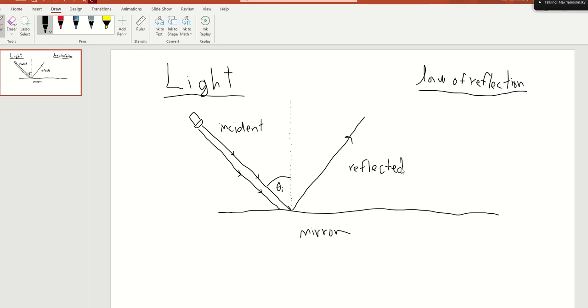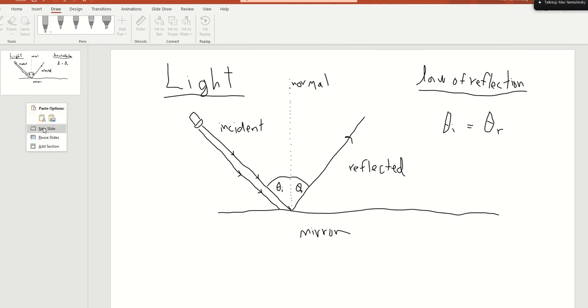So what does that mean? That means if you measure this angle from the normal to the light ray, theta reflected, theta I is going to be equal. So this is theta I is equal to theta R. And what we do in part one of this week's lab is we'll measure these two angles and see if this is true, okay? Remember, this is called the normal line here. And it's just a reference so we can measure our angles, okay? So that's part one of the lab.